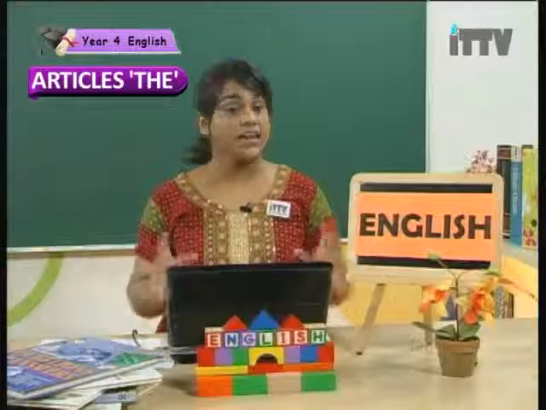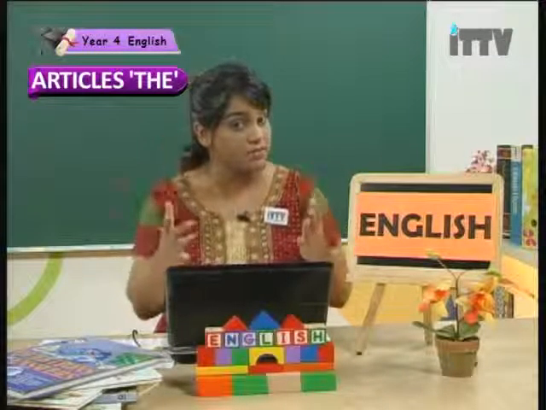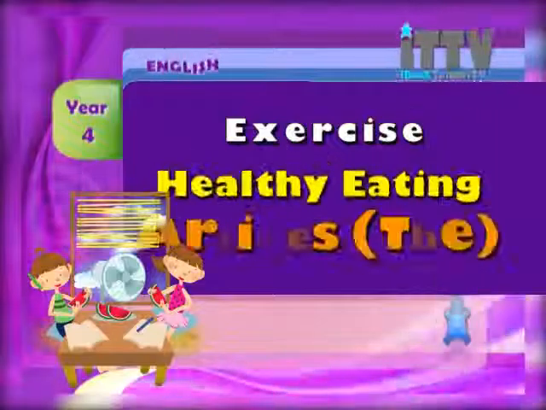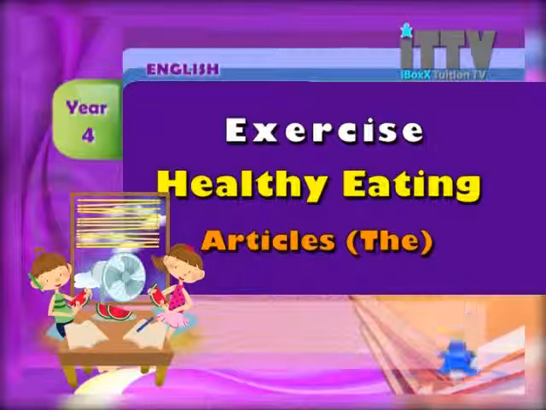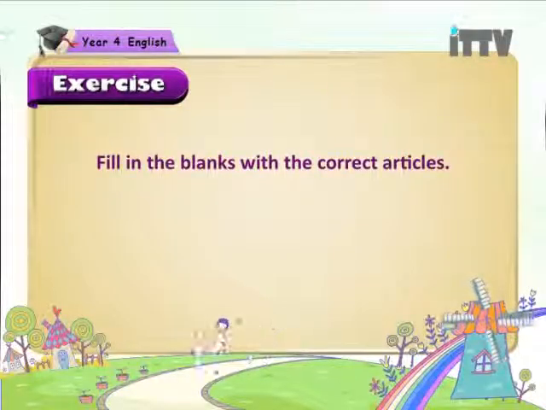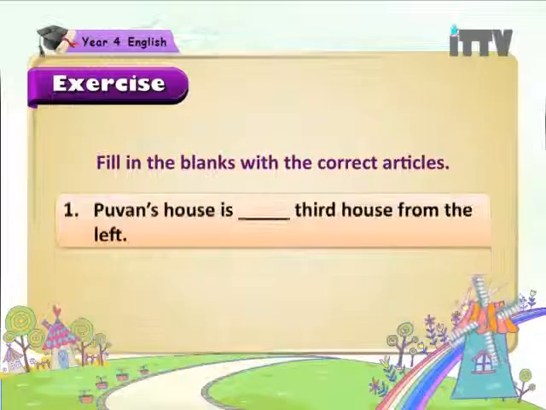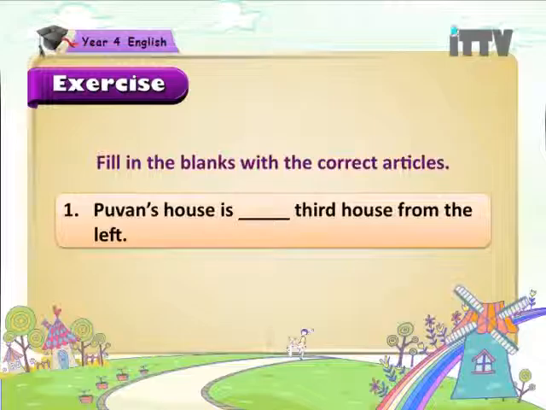Alright students, now you see you've got all this information about your definite article the. Now let's use that information to go on to our exercise. Now fill in the blanks with the correct articles. Poovan's house is blank, third house from the left.